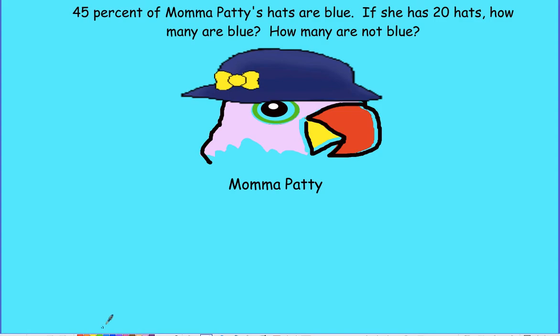Okay. So now we're going to look at how you do this without doing the visual. You still need to be able to represent it visually and what's going on, but we want to know how you do this without doing the visual. So we have to look at the words. We have 45% of Mama Patty's hats are blue. If she has 20 hats, how many are blue and how many are not blue? So again, the important question here: how many are blue and how many are not blue? It's important to know that we're working with 45%, and that we're working with 20.